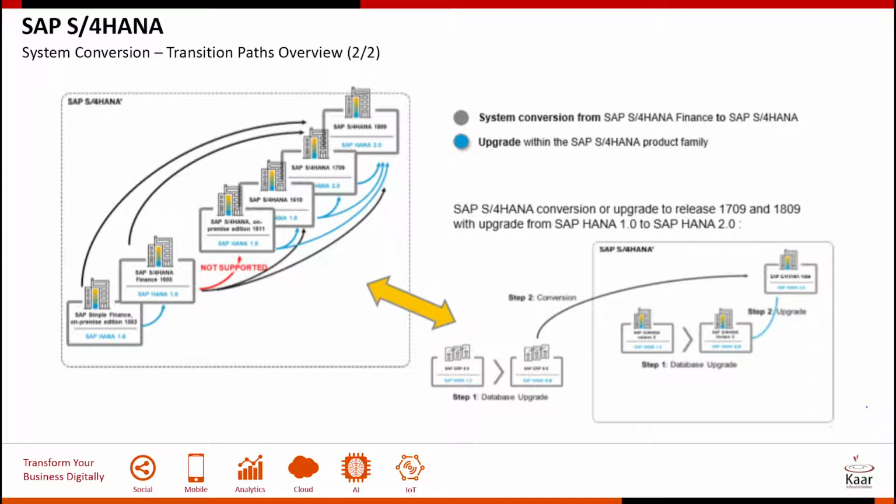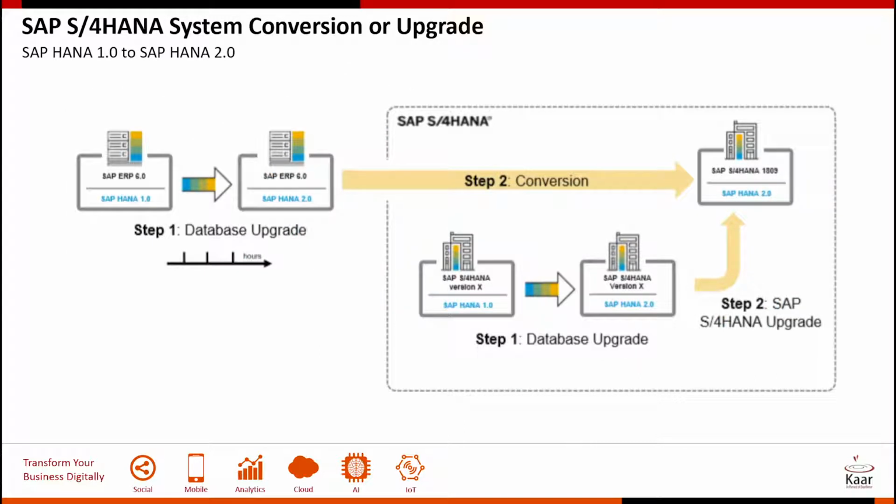And one thing that I would like to mention here is any version of earlier S4 can directly jump into 1809 as long as the HANA database requirement is met. So let's assume you are an ECC customer on SAP HANA 1.0, we suggest that you upgrade to 2.0 and then do the conversion. Or if you're already on S4 HANA with an earlier release, but still on HANA 1.0, then again, the database has to be 2.0 before you jump into 1809. This is a requirement only for 1809.